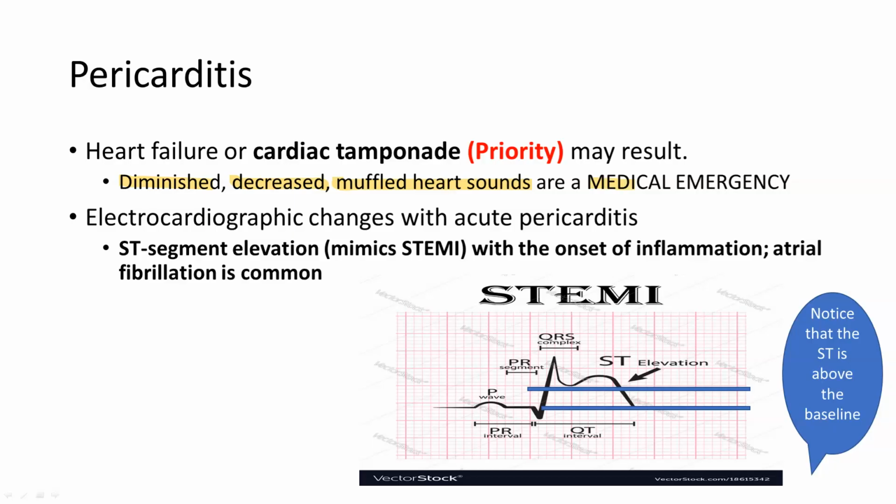It's still a medical emergency, and we're going to prepare that client for pericardiocentesis. Of course, we're still talking about getting a new ECG because they're going to complain of that chest pain. And you can see this ST segment elevation because of the ischemia, because of the inflammation, and you can also see atrial fibrillation.